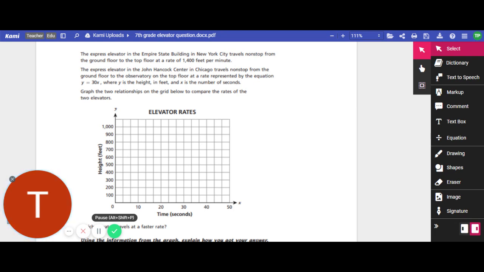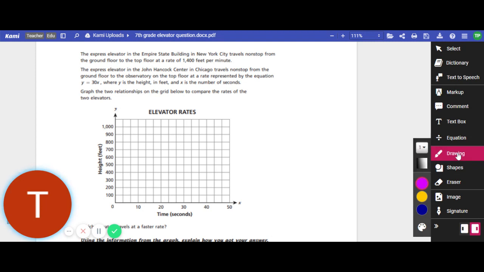different elevators, and we are going to graph their speeds, their rates, on a graph, one line for each building. So I'm going to start by looking at the first building mentioned, which is the Empire State Building. It says that it travels nonstop at a rate of 1,400 feet per minute. But if you notice on the graph, our time is not measured in minutes, it's measured in seconds.